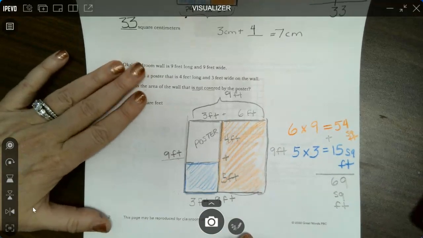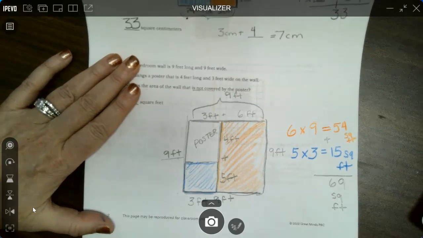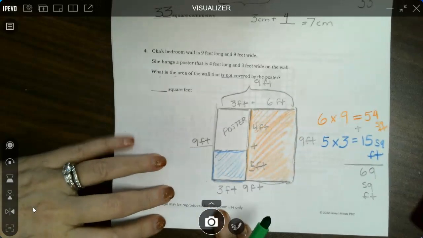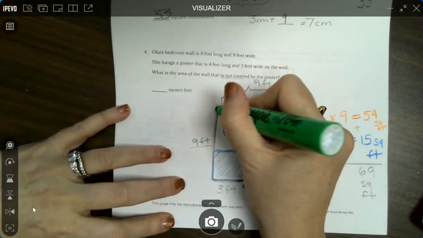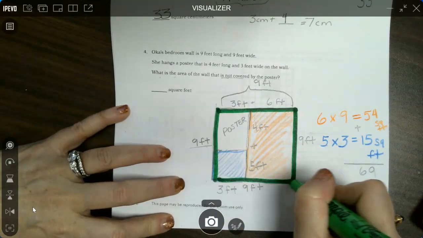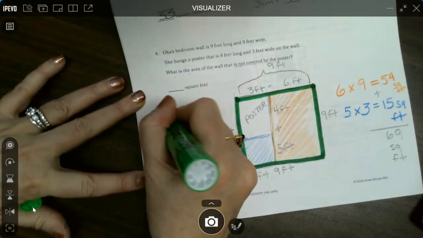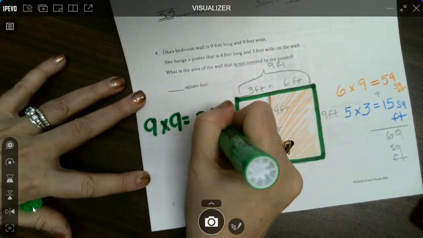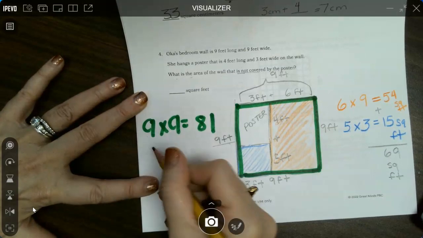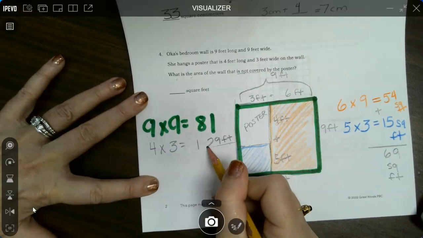Okay? I could also attack this problem a different way if I chose. Instead of decomposing it into two smaller spaces, I could find the area of the entire bedroom wall. The entire bedroom wall was a 9 by 9, which is 81 square feet. The poster is a 4 by 3, which is 12 square feet.